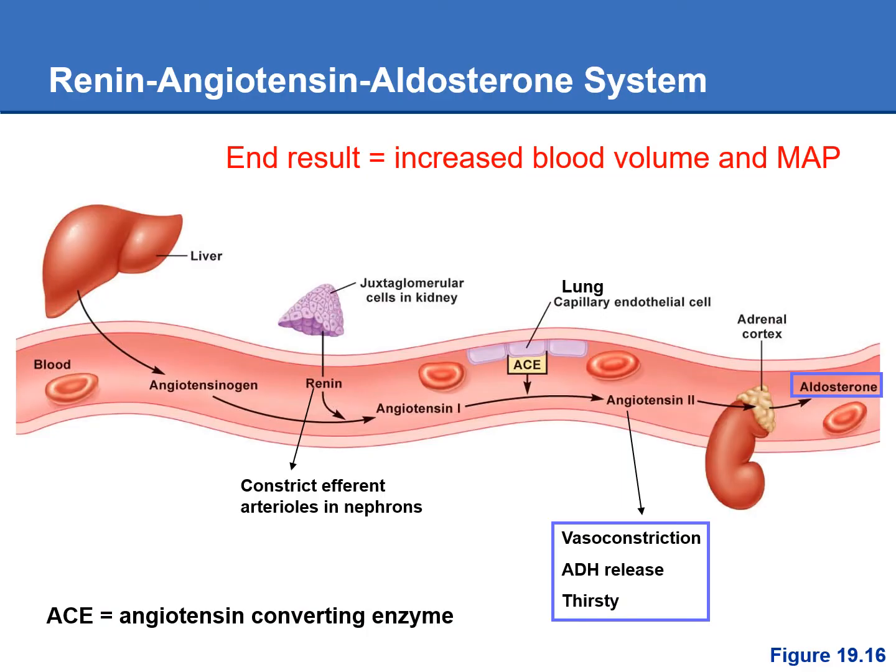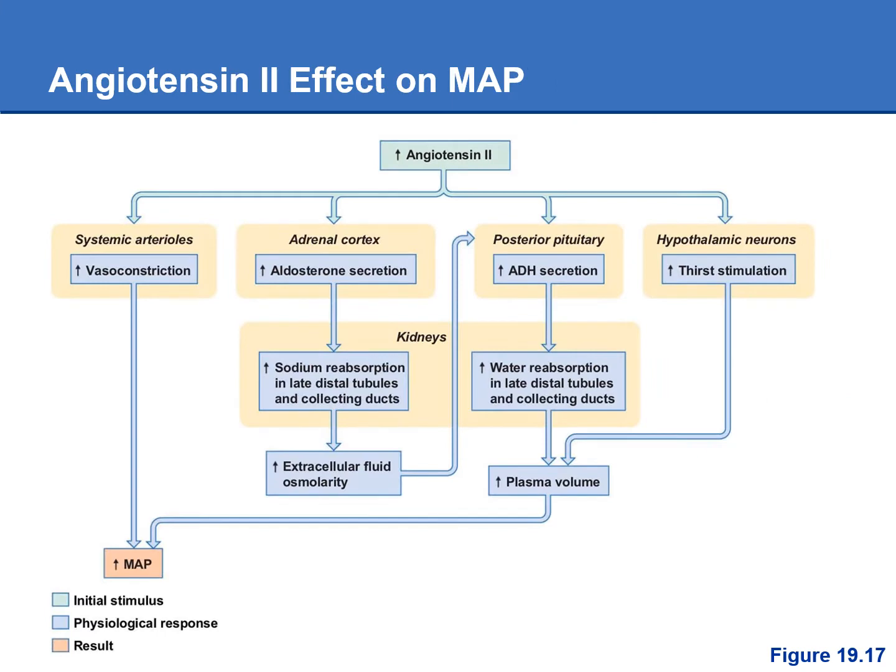And then this is just a picture from your book, pretty much the same thing. And then this is just showing you the effects of angiotensin 2 to act to increase the blood pressure. So these are the four things it does. It's a vasoconstrictor. It tells the adrenal cortex to release aldosterone, tells the posterior pituitary to release ADH, and also tells your hypothalamus to make you drink more water.